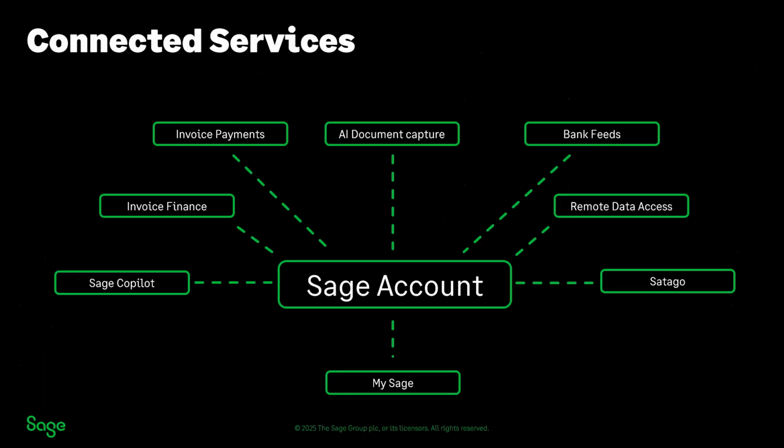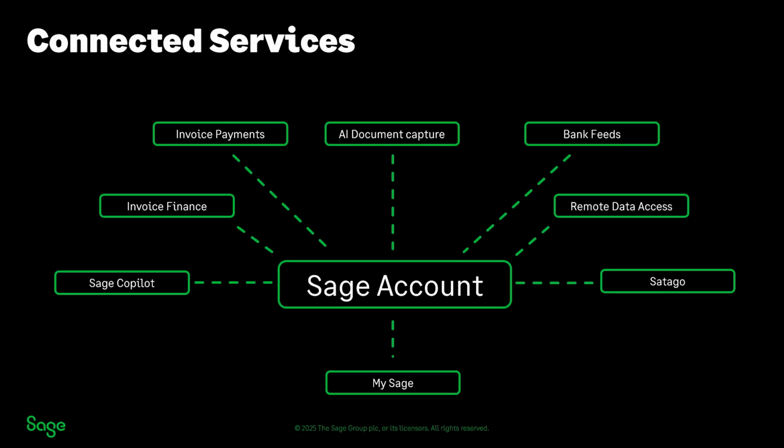Okay, so close the poll, and we'll move on to connected services. To use any of the apps and add-ons within your Sage 50 account software, you must have a Sage account linked to your company. The Sage account will get you access to Sage Copilot, Invoice Finance, Invoice Payments, AI document capture, bank feeds, remote data access, Satago, and also, if you have access, your MySage invoices, you might also have a Sage account for MySage.